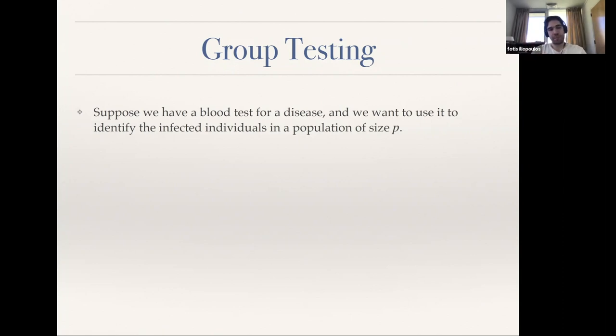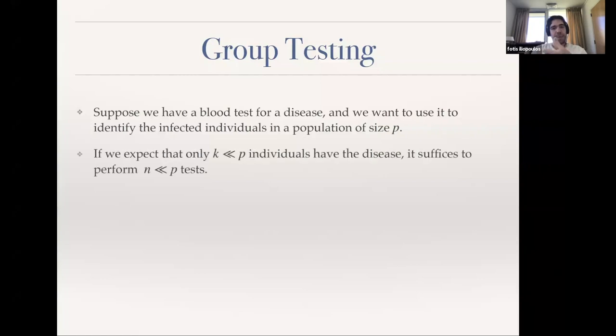Okay, so trivially, what we could do is take a blood sample from each individual, test it, use P tests overall, and identify who are the infected individuals. However, if we expect that only K individuals have a disease and K is much less than P, then most of our tests would be negative. So we would have some redundancy. And it turns out that there is a way that we can exploit this redundancy and perform much fewer tests. So we can perform N tests that is much less than P by what we call group testing.